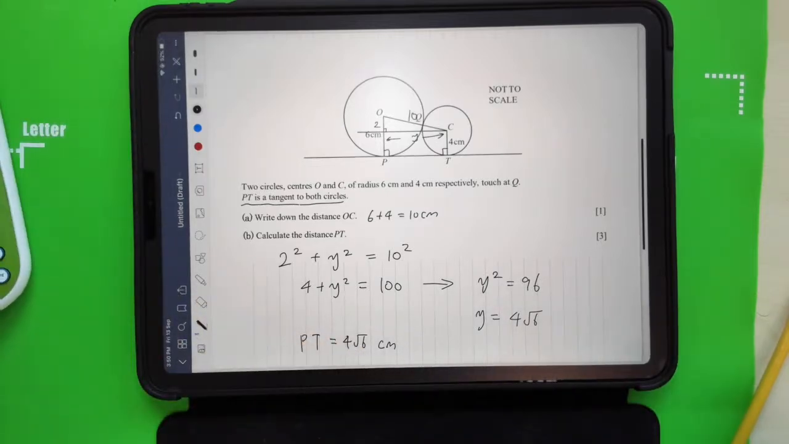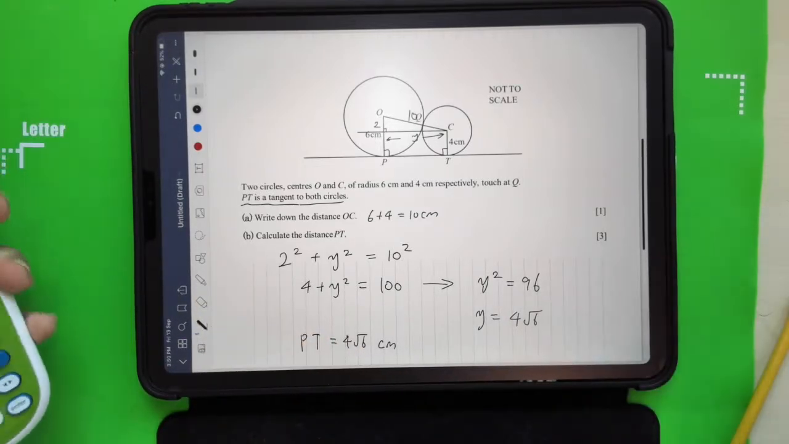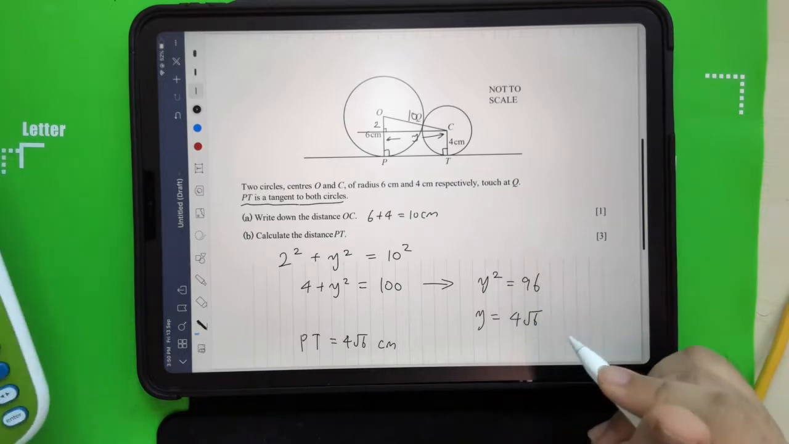Now, for those of you, let's say if this was a paper 2, so you can't use a calculator and you have to find the square root of 96 manually.